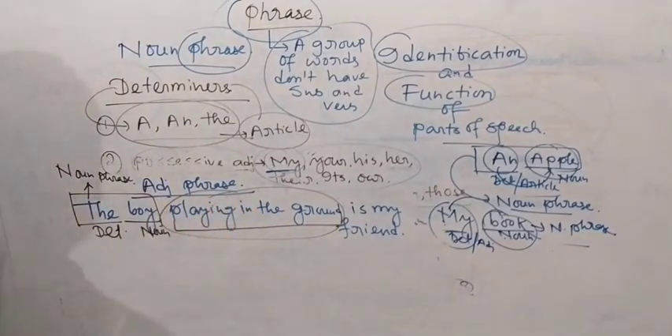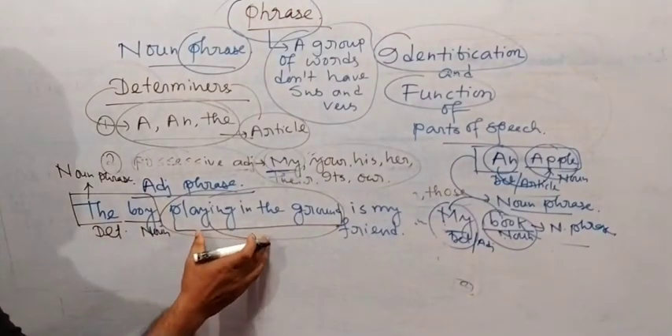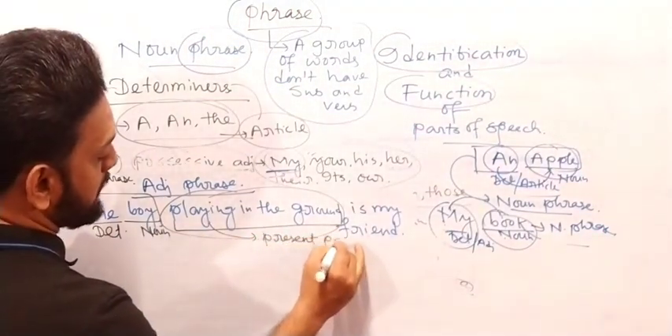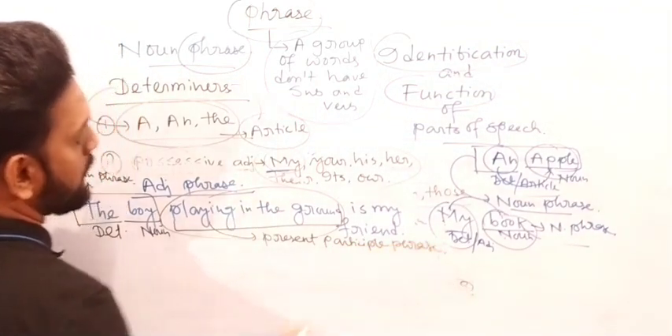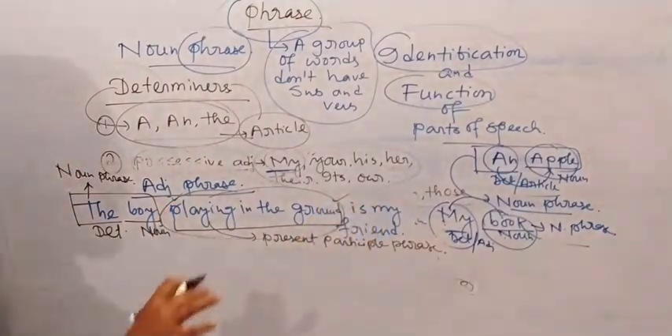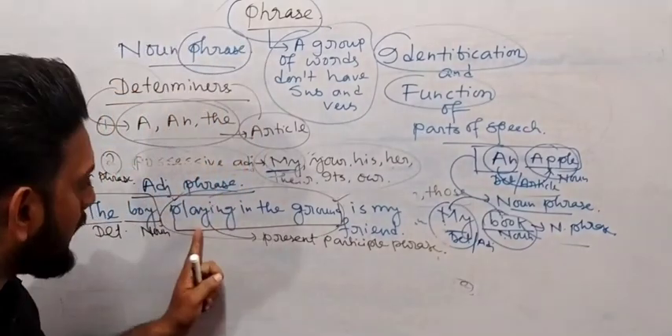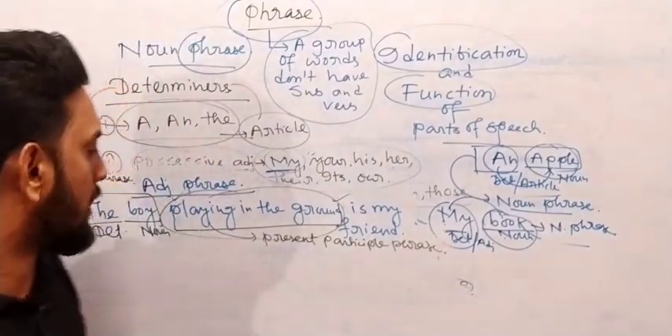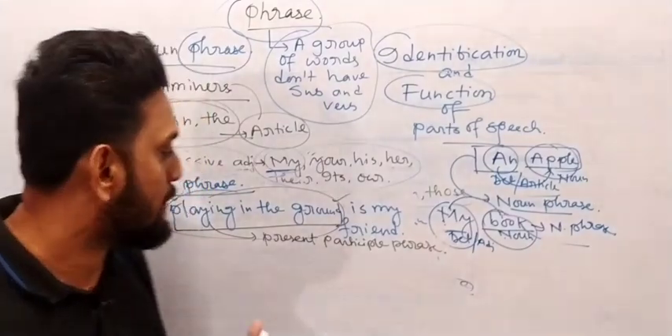This participle phrase is called a present participle phrase. And why do we call it a phrase? Because from playing to ground there is no subject and verb. Is there any subject and verb from playing to ground? No, my friend, there is not any subject and verb from playing to ground. So because of this reason we can call it a present participle phrase.